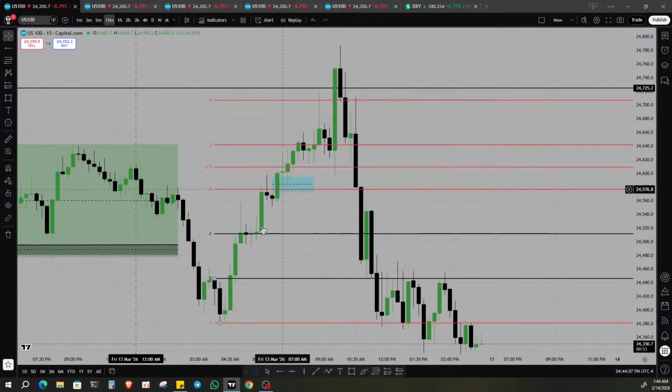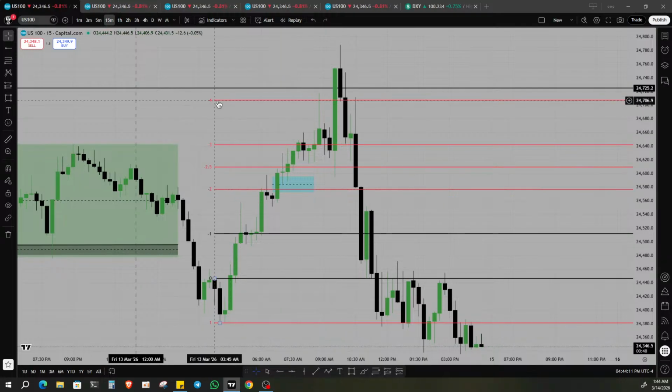Okay, so this was basically the three level, and this was the four level. If you just take a look, market went to this four level, our TP was done here, then market reversed again at this point. But again, as I've said, the 2.5 level of this is actually very important, unless market breaks it with a strong retracement. Okay, but our TP was done.